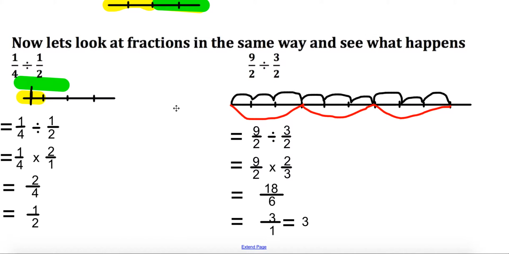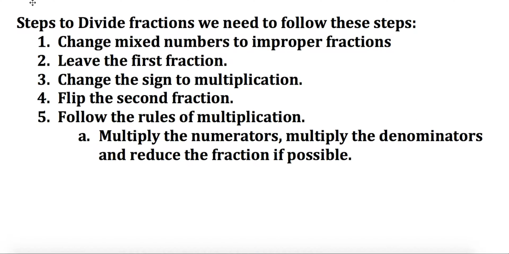Okay, so 2 different ways, and neither of them might be that clear to you. But again, if you follow these steps, you're always going to do the right thing. You're always going to get the right answer. Change our mixed numbers first. Leave the first, change the sign, flip the second, and multiply. So leave, change, flip, multiply.